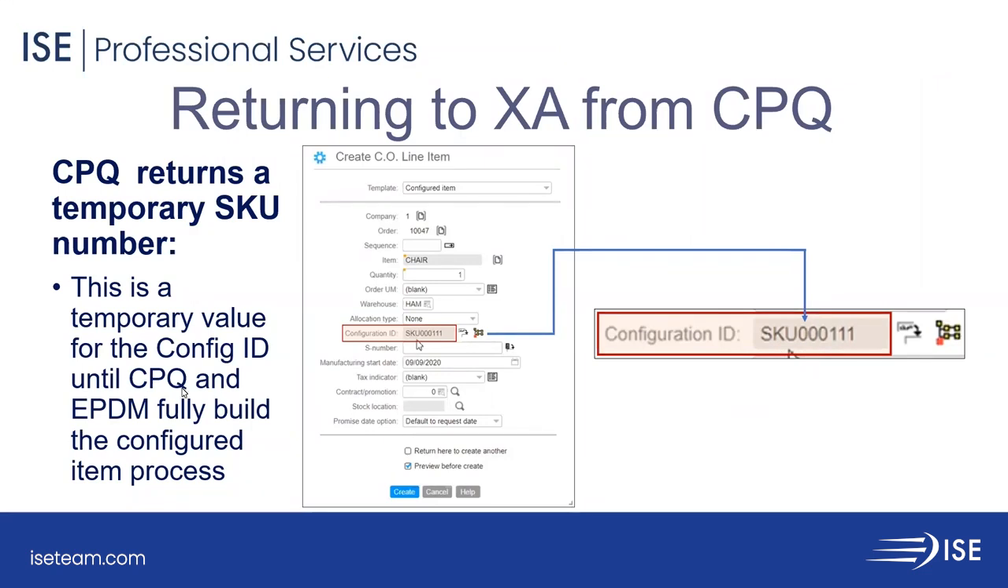So CPQ and EPDM need to work together to fully build your brand new configured item process, or update it if you already have one. Most of the time, of course, you're getting a brand new configured item process just because there are so many permutations and combinations, but occasionally you are configuring the same configuration that you've done in the past, and CPQ and XA recognize that.